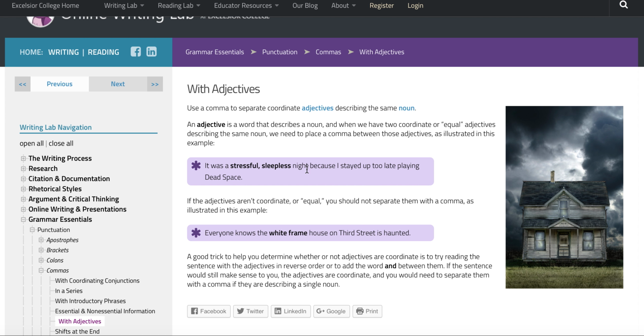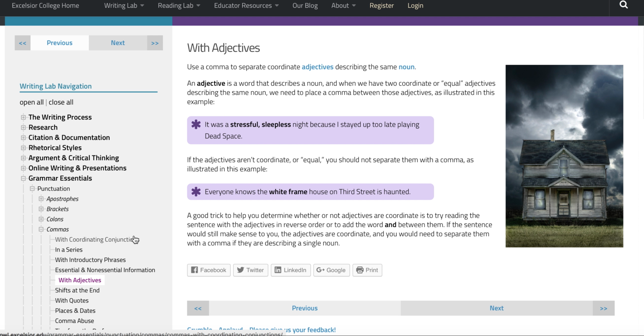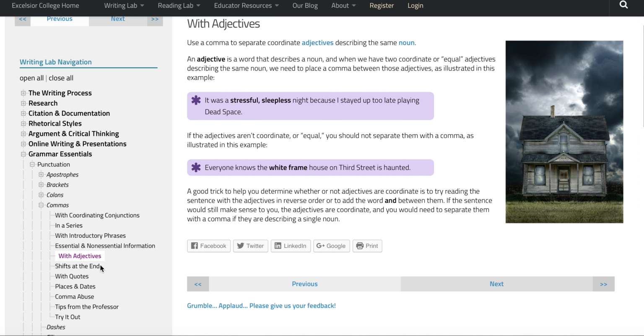Again, I don't see a whole lot of adjective use in academic writing, more than just one adjective usually. But if you are using more than one adjective, think about the coordinate adjective rule and see if you can flip them. If you do, then you will need a comma.